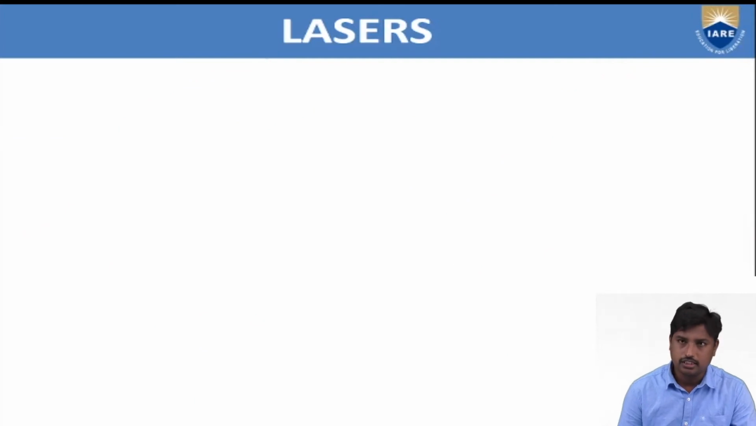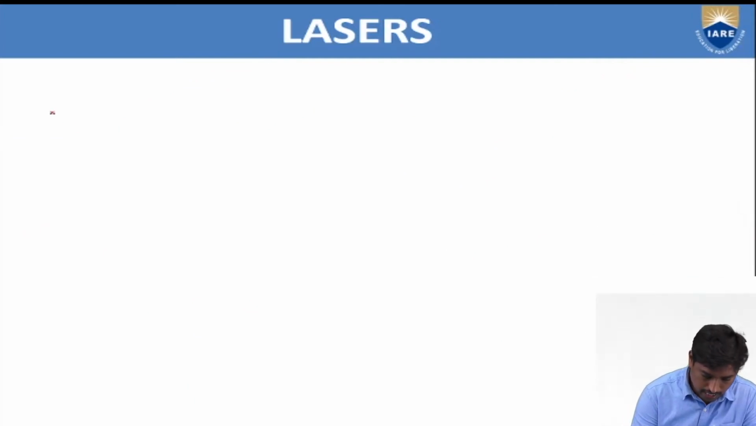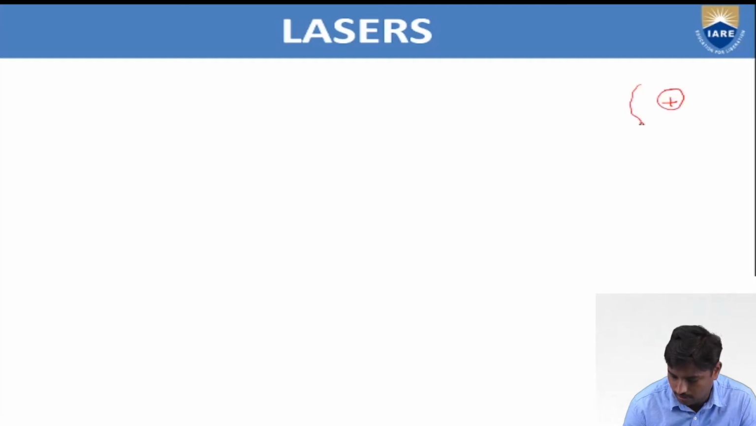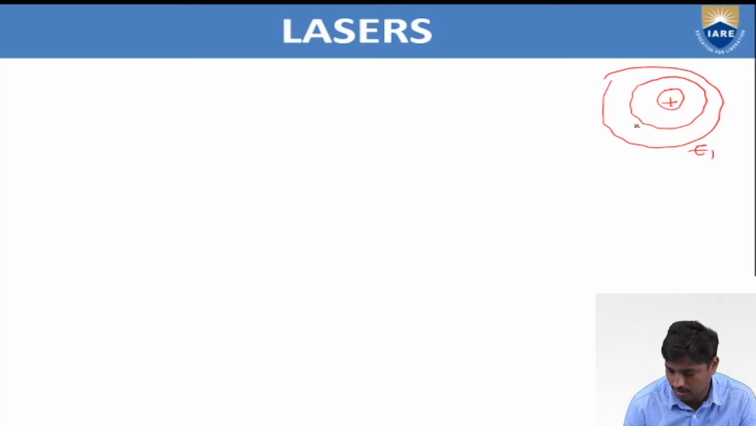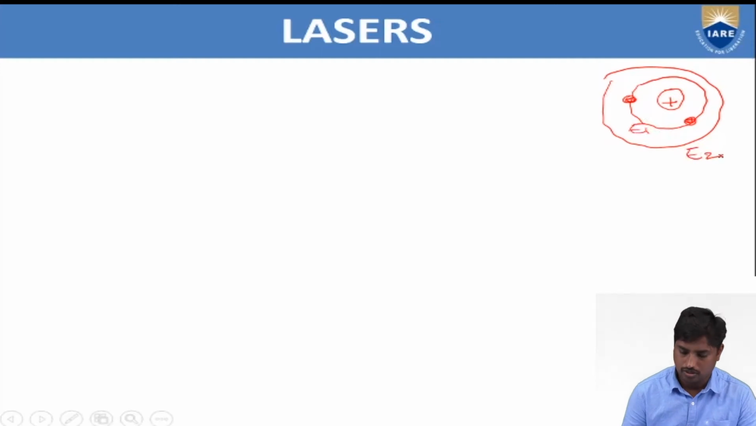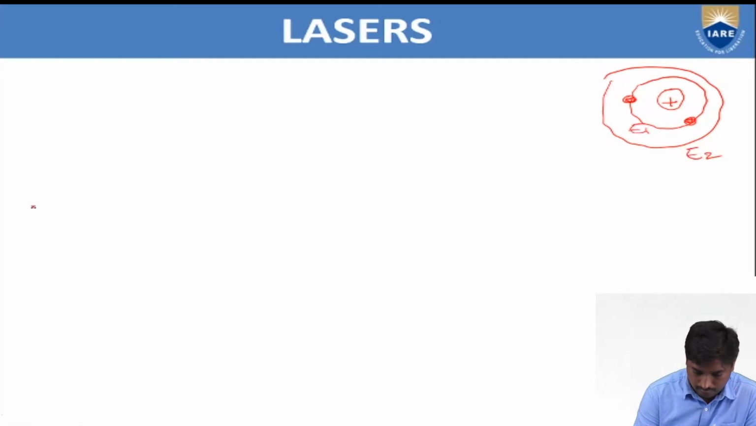Now, coming to the types of radiations, I am taking two energy levels, E1 and E2. This is the atom with a positive nucleus. I am taking two energy levels for this atom, E1 and E2. Suppose I am taking only 2 electrons, for example, in the lower energy state E1. I am drawing energy level diagrams. This is E1 and this is E2.